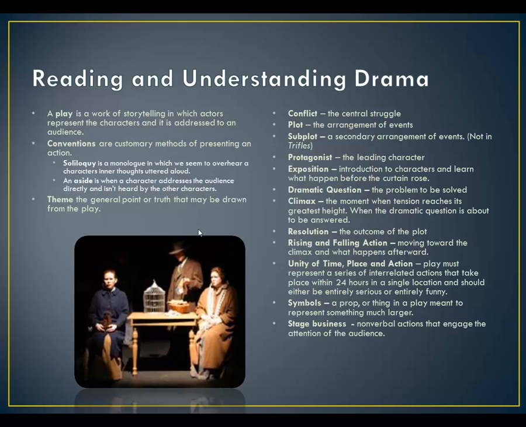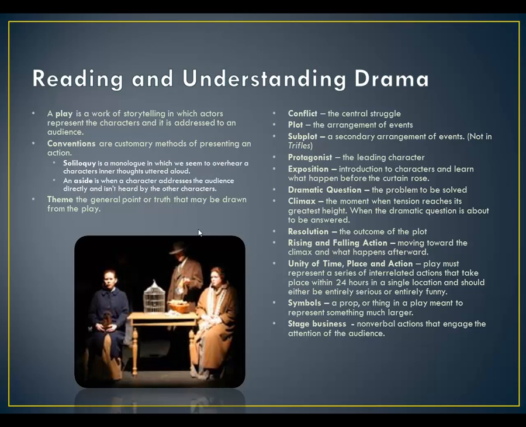A play is a work of storytelling in which actors represent the characters, and it is addressed to an audience. So a play is meant to be performed, but that doesn't mean that it's not something that we can analyze as a piece of literature. There's a lot of conventions found in plays.